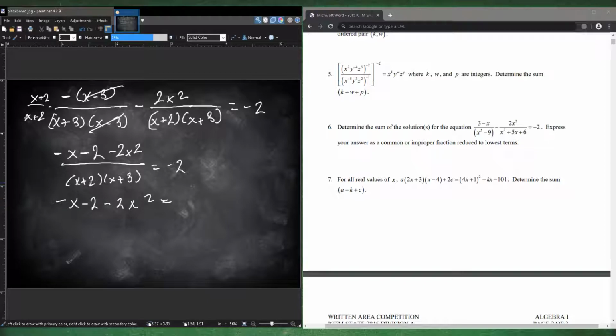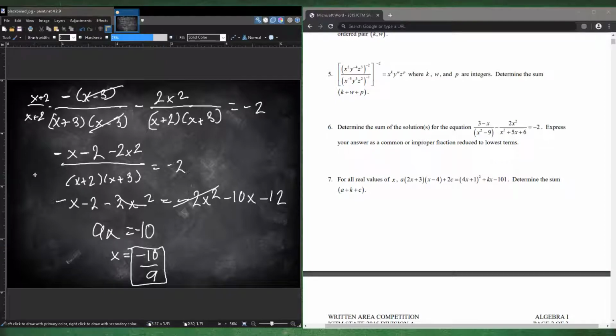So this one was x squared plus 5x plus 6 as is given in the equation, but I just factored it out. So multiplying that one by that, negative 2x squared minus 10x minus 12, right? And then we could cancel this term out and then put this term over here, so that's 9x. Negative 2, so negative 12 plus that 2 is equal to 10. I mean negative 10. So x equals negative 10 over 9. And that is your answer for number 6.